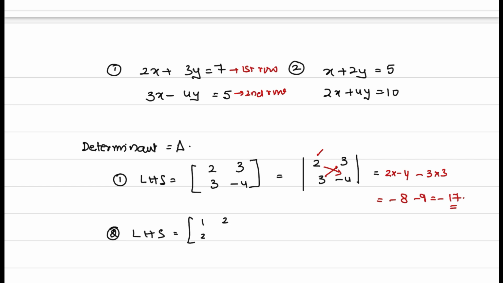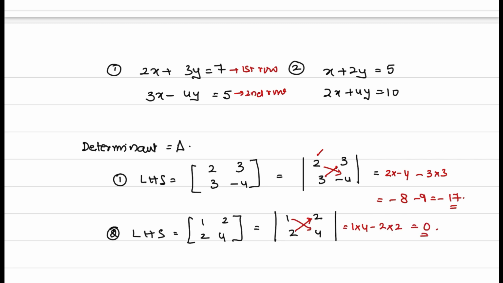1, 2, 2, 4. What is the determinant? 1 into 4 minus 2 into 2. That is equal to 1 into 4 minus 2 into 2. That is equal to 0.